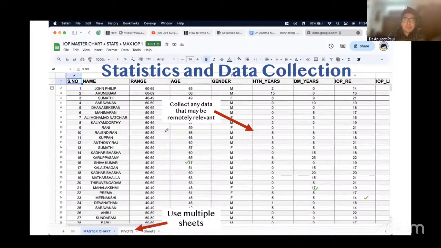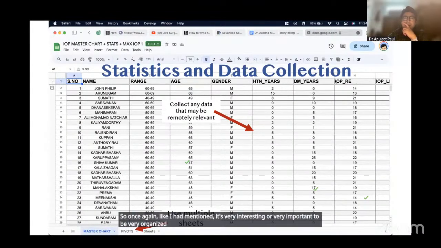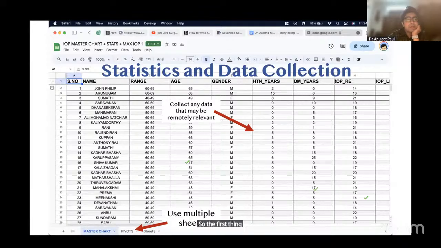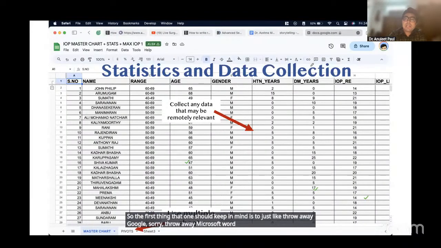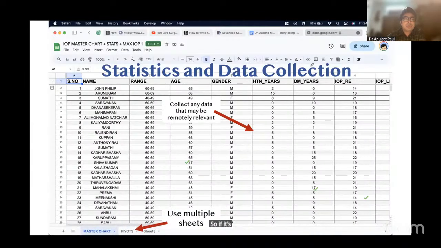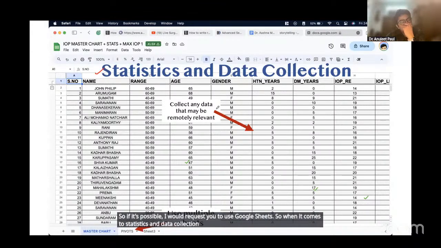Right. So let's go on to a couple of things which I want to speak about: statistics and data collection. So once again, like I had mentioned, it's very important to be very organized in your research journey. So the first thing that one should keep in mind is to throw away Microsoft Word. Even though you do have Excel, Google Sheets works equally well. So if it's possible, I would request you to use Google Sheets. When it comes to statistics and data collection, you must remember that Google Sheets or Excel data loves numbers. So it's very important to use numbers as much as possible.